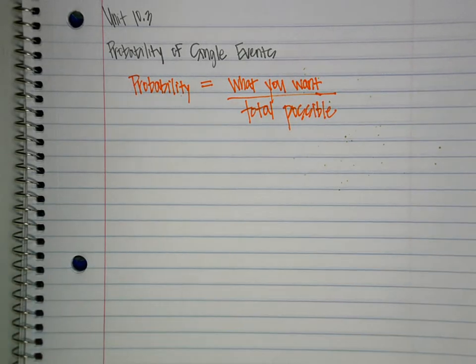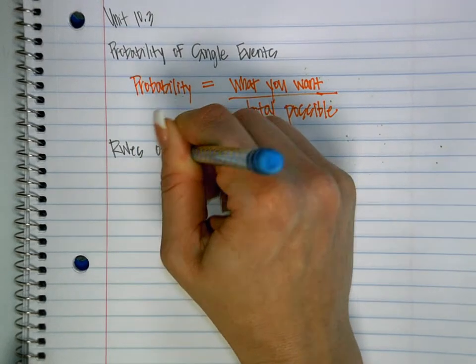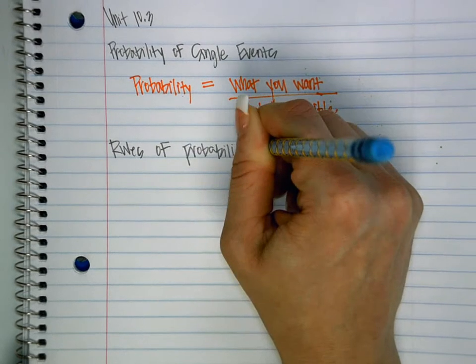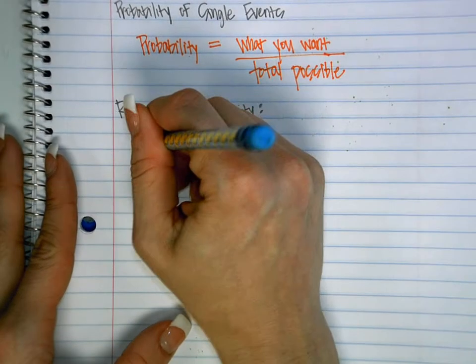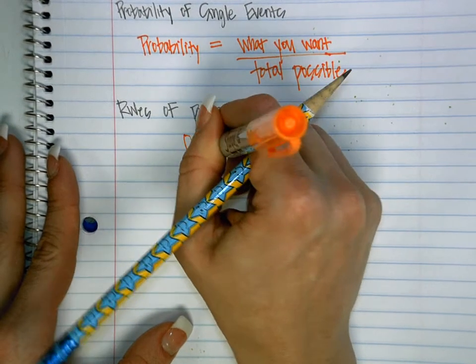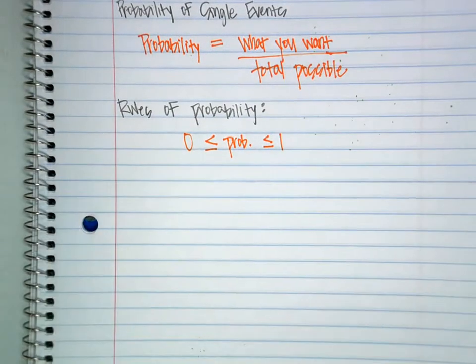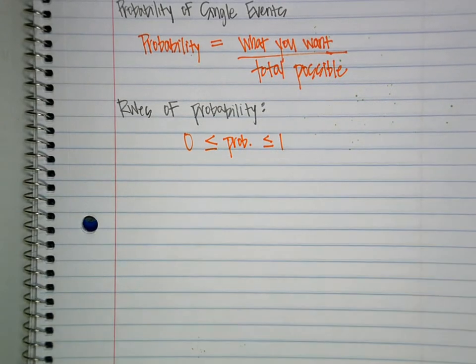Okay, there are also some rules of probability that you need to know. Probability is always in between 0 and 1. Most of the time, we will write this as a fraction, so we'll be writing probability as a fraction.